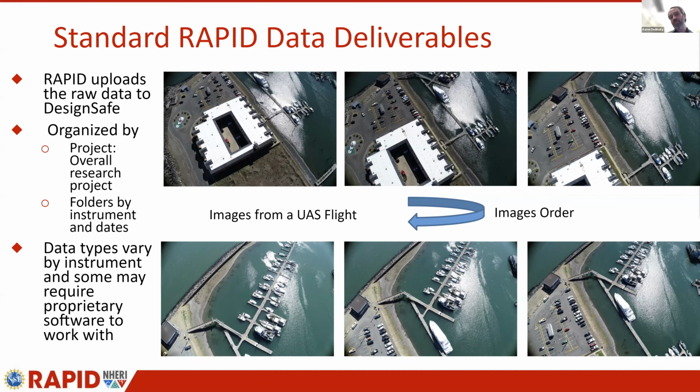So you might have a folder full of images from a UAS flight, and they're just going to be pictures like the ones shown here. They're not processed in any sort of way. They're just the raw data. And of course, the raw data depends on instrument type. Some of the raw data may require proprietary software to work with that our users may not even have access to. Of course, they can work with us and we can help them. We usually have access to all of that software. But that raw data is often in a proprietary format.